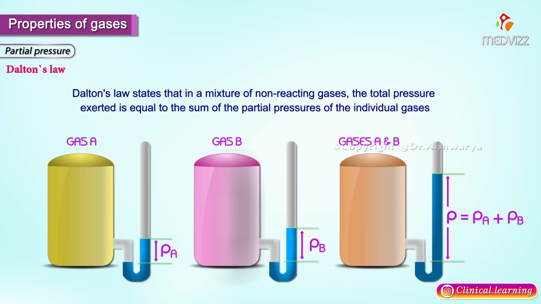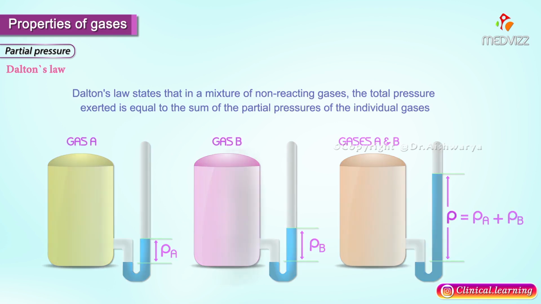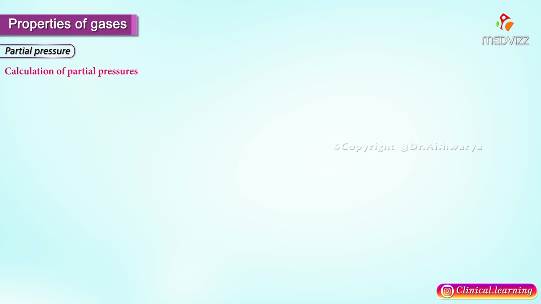Dalton's law, which is also called Dalton's law of partial pressures, states that in a mixture of non-reacting gases, the total pressure exerted is equal to the sum of the partial pressures of the individual gases. So here, the calculation of the partial pressure of atmospheric gases and various parts of the respiratory system can be explained.